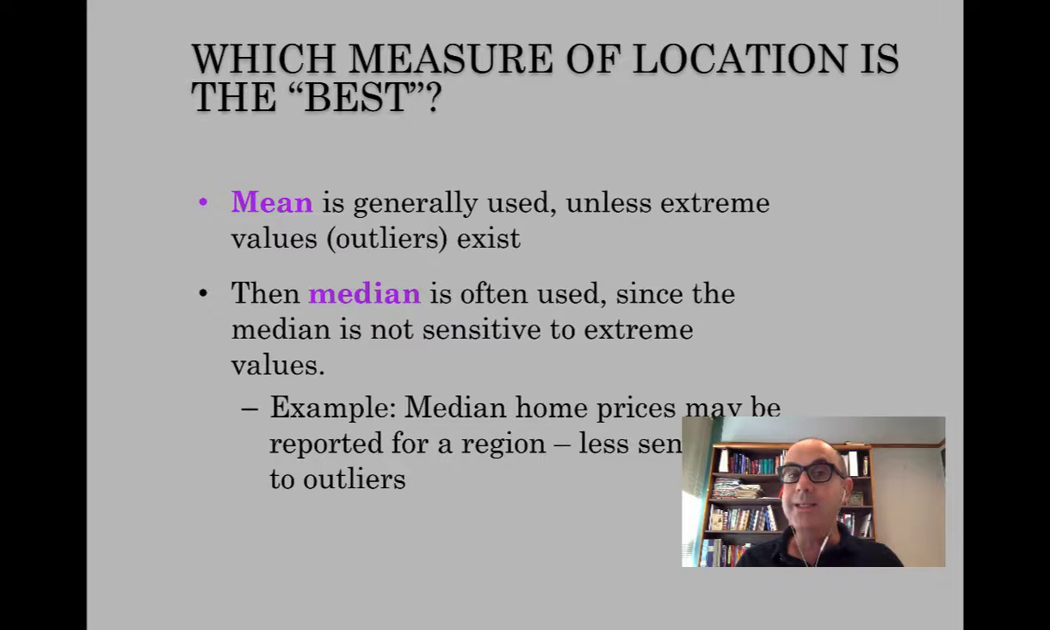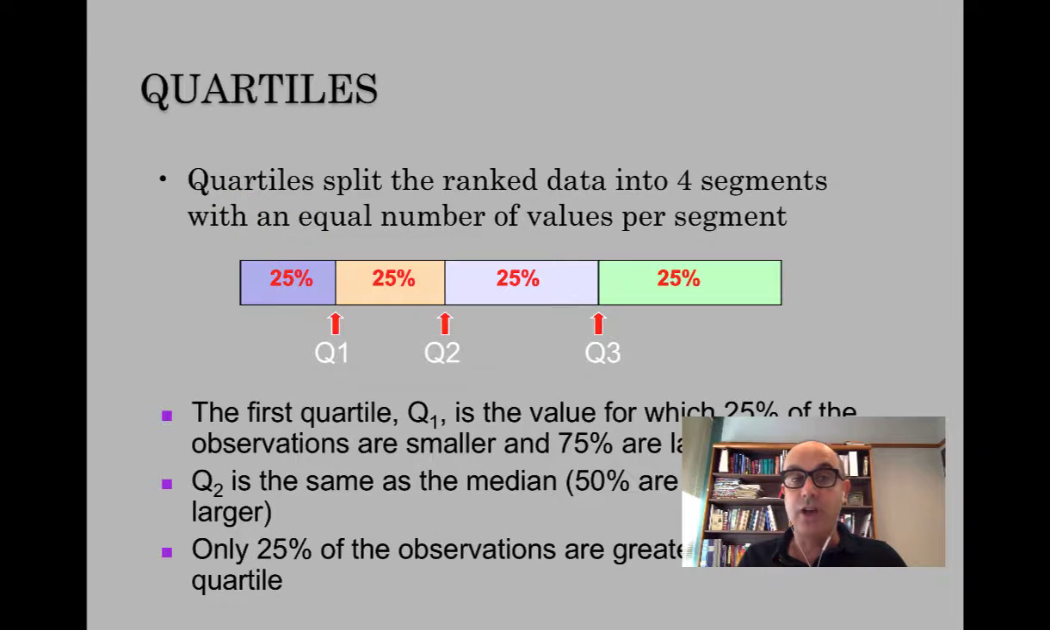So the mean is usually used at less extreme values. The median is often used since the median is not sensitive to extreme values. Example, why are we using it? The median house price may be reported for a region because it is less sensitive to outliers. So this is something that you have to remind yourself.